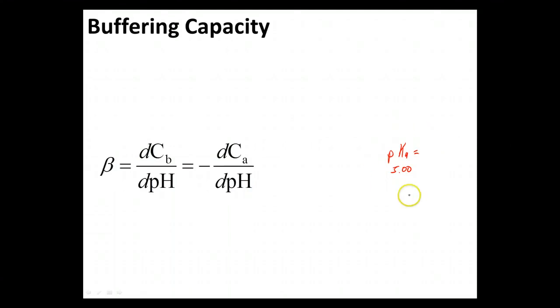Suppose you've prepared a buffer, and in making that buffer you used an acid with a pKa of 5.00. Now, we can anticipate that around a pH of 5, we're probably going to have a pretty decent buffer. And remember, the reason for that is that in our Henderson-Hasselbalch equation, pH equals pKa plus log of our base form over our acid form.